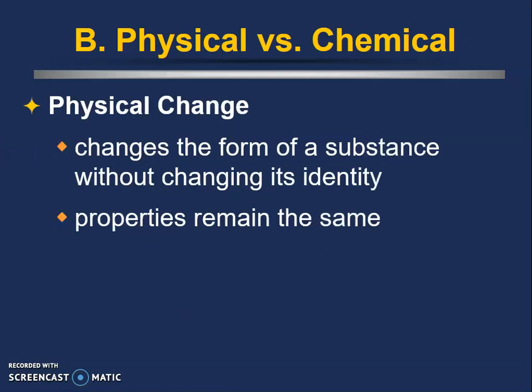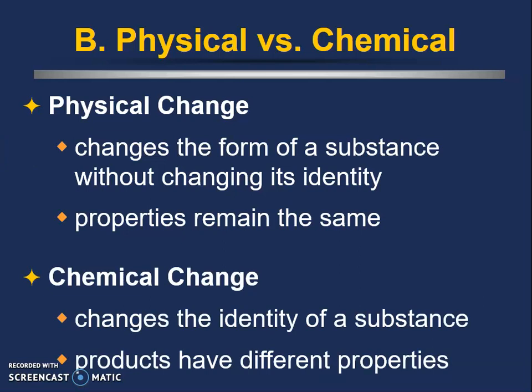Okay, so the physical properties and the chemical properties go right into changes. A physical change is something that changes the form of a substance without changing its identity. So melting something, boiling something, freezing something, the identity stays the same. The water is still water, whether it's steam or liquid water or ice, it's still the same. So a physical change is changing the form without changing its identity. Chemical changes actually change the identity. The products are different after this change. Okay?